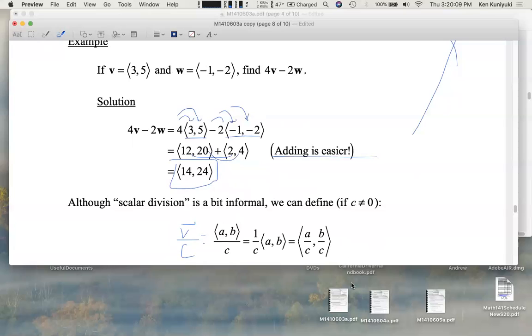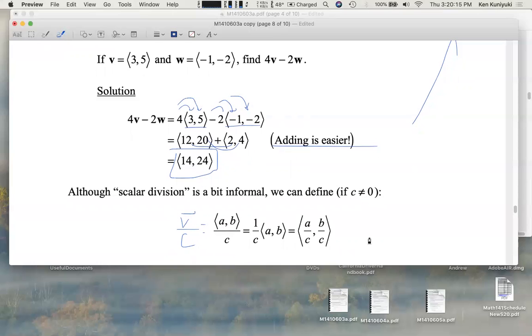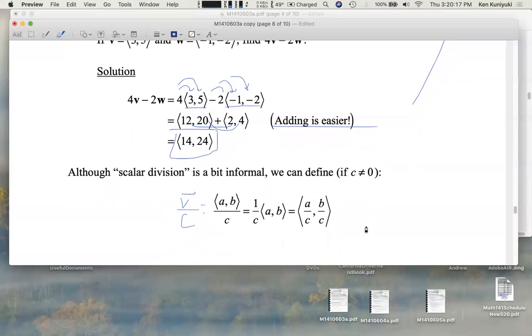And by the way, this works in Cartesian, not polar. We're talking about Cartesian components. And this is going to help us because we're going to do this in the next section.